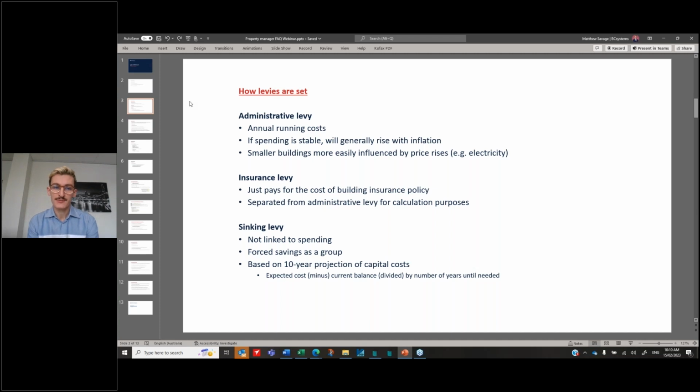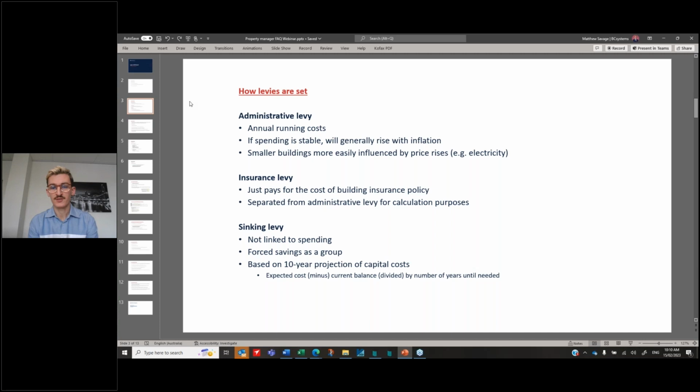And if the building has an insurance levy, that insurance levy should closely match the amount of money that the body corporate spends on its insurance policy. That levy is separate. It's an administrative cost because it's an annual cost, but it's often separated because the way the insurance levy is calculated based on individual lots can be different to the administrative and sinking fund levies.